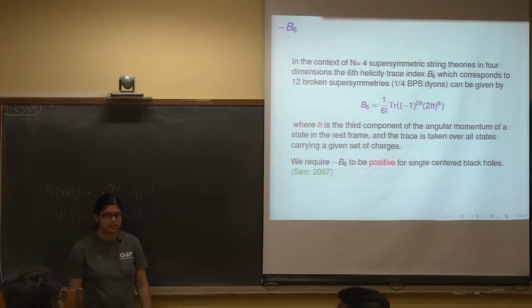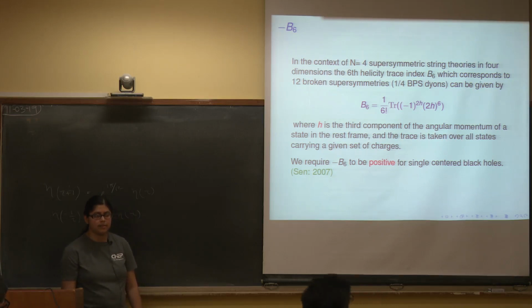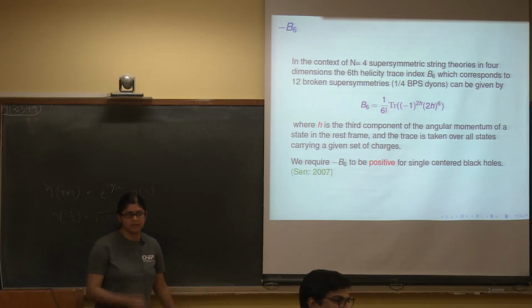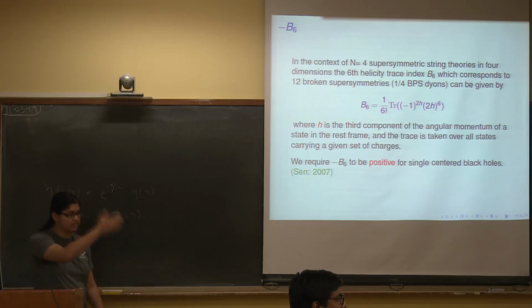Why does one want to compute this 6th helicity trace? Where does this definition come from? I think that's the first index which is non-zero for these. Oh yes, before that it becomes 0 for these cases actually.